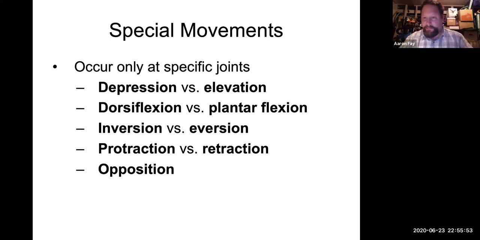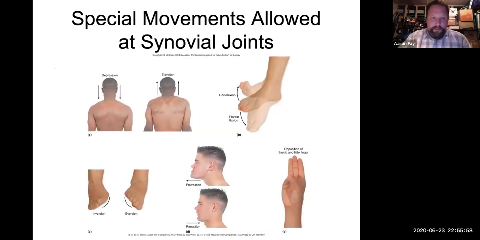Opposition is an easy one. Opposable thumb, right there is opposition. Okay, so here's our example. Depression, scapula move inferiorly, elevation, the scapula elevate. Dorsiflexion, right? Bringing the dorsum of your foot superiorly. Plantar flexion, moving the plantar region of your foot inferiorly. So if this is your leg and this is your foot, that's dorsiflexion, that's plantar flexion.